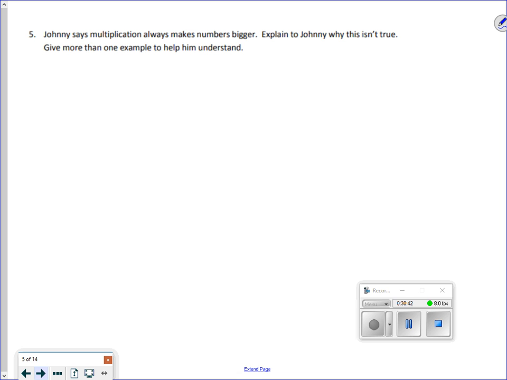So Johnny says that multiplication always makes numbers bigger. Explain to Johnny why this isn't true. Give more than one example to help him understand. So, is he wrong? Yes. It's really hard to say always in math because I can't say that 2 plus 3 is always 5.